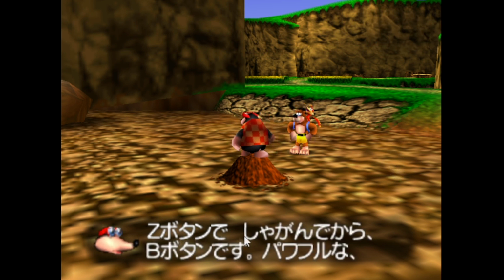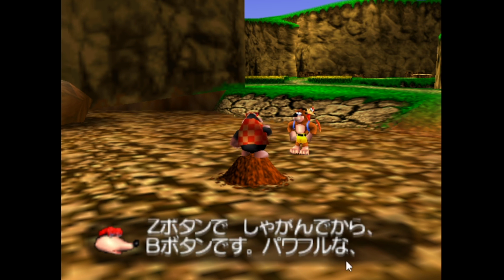Z botan de shagande kara B botan desu. So via the Z button, from crouching, from having crouched, B botan desu. It is the B button, however you want to translate that. Powerfuru na, that's just the word powerful, but written in katakana. Most English words that get put into katakana become na adjectives. But yeah, powerfuru na.